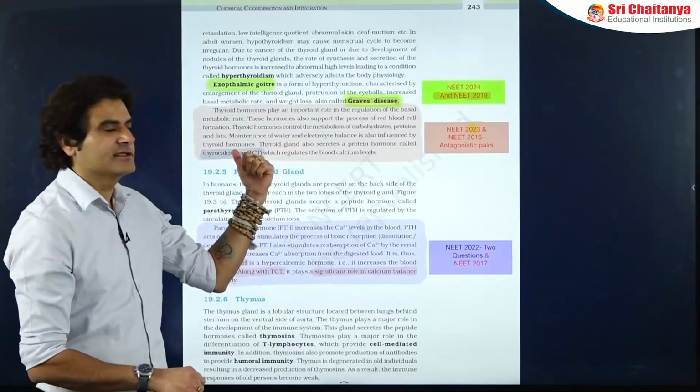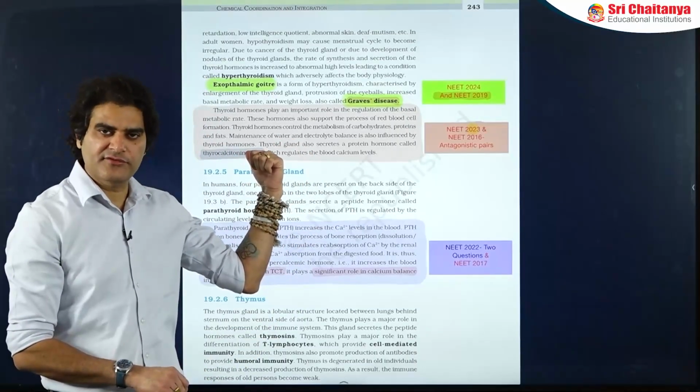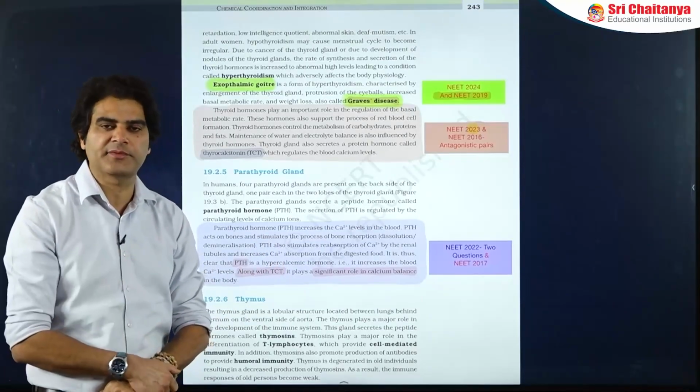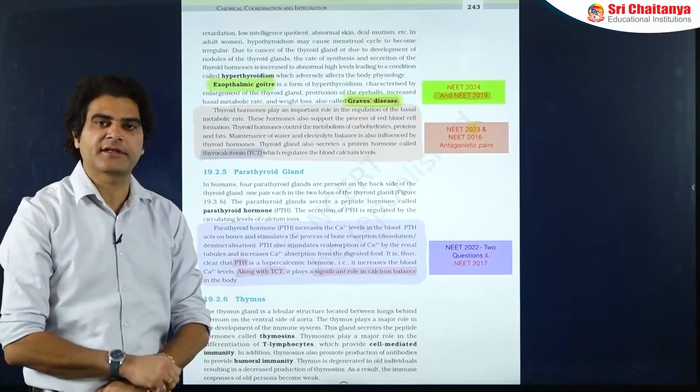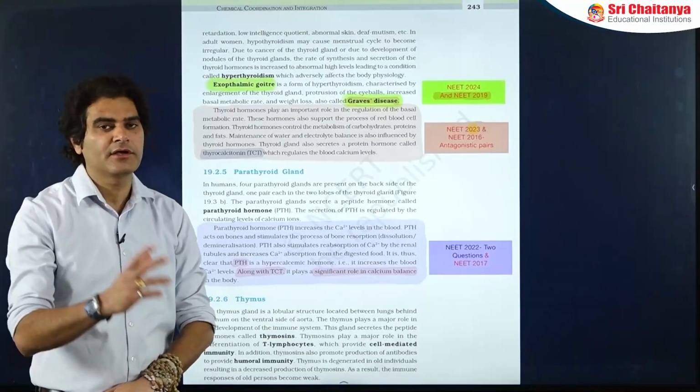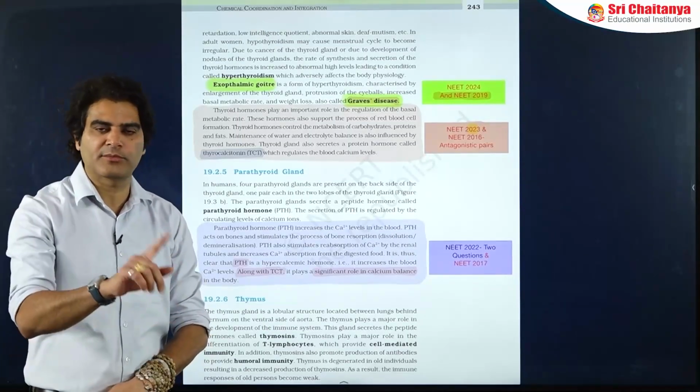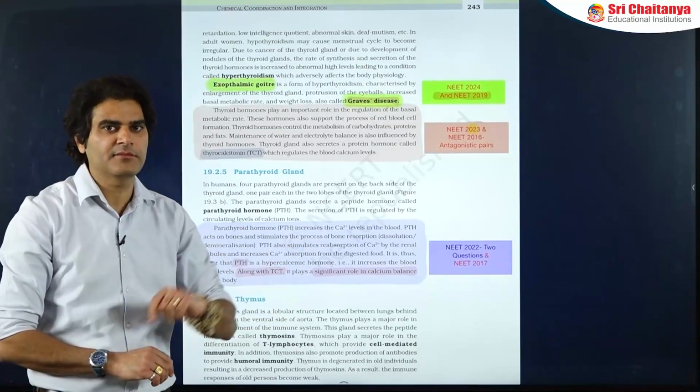TCT, that is thyrocalcitonin from thyroid gland, and PTH, parathormone from parathyroid gland, that is one antagonistic pair. Insulin glucagon from pancreas, that is the second antagonistic pair. Growth hormone somatostatin, that is another antagonistic pair. Growth hormone from pituitary gland, somatostatin from hypothalamus.